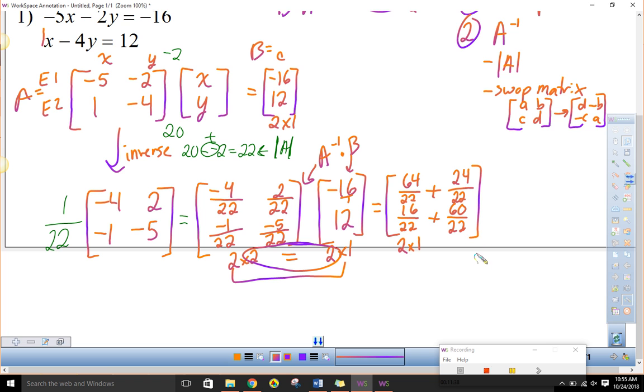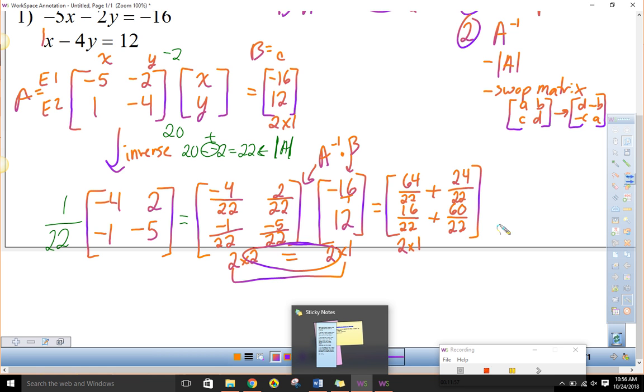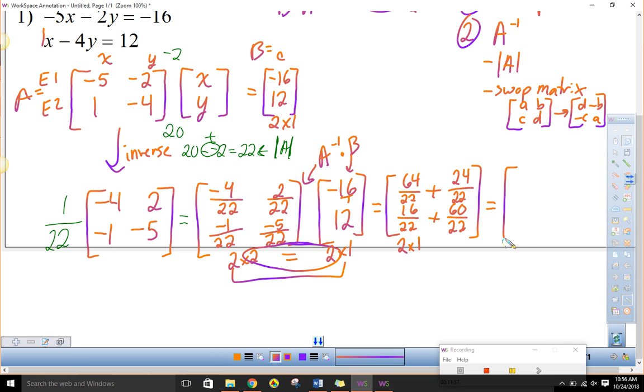Do you see why we didn't reduce our fractions now? What happens when you add fractions? What do you need? A common denominator. We already have one, so don't bother reducing here. You'd have to bring it back. It would just be annoying. Does that make sense? So all you have to do is add the two tops together and simplify it, and you are done.